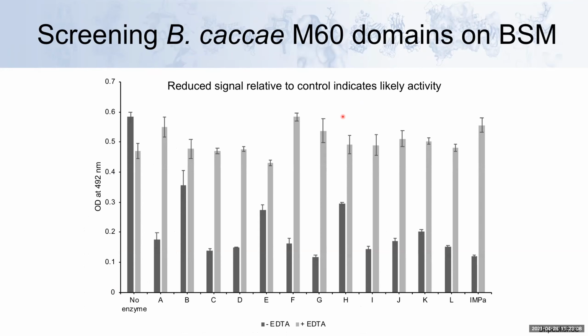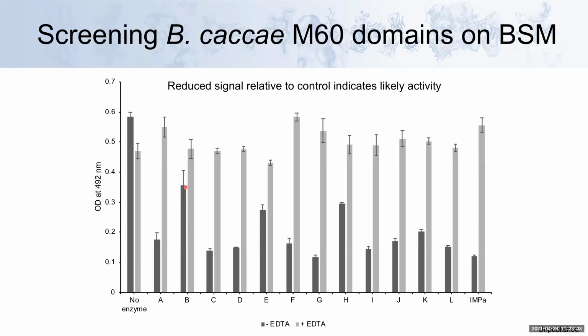activity of these enzymes. You don't really need to worry about how we name them, but the 12 are listed at the bottom here, and it's all relative to this no enzyme control. And we included plus and minus EDTA because EDTA should kill the activity. It's a bit counterintuitive, but what you're looking for is a reduced signal in the enzyme, the dark gray bars, and this will indicate likely activity. And so all of these, with the possible exception of BCM60B, showed clear activity on BSM. So this was great, a good start.